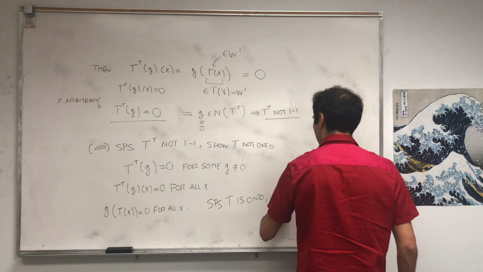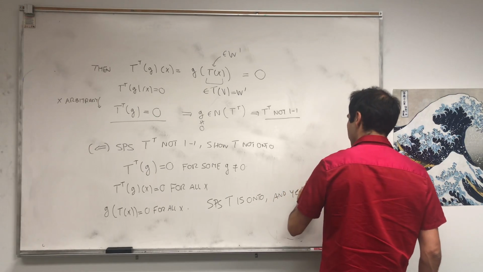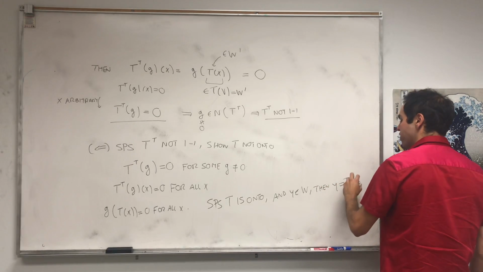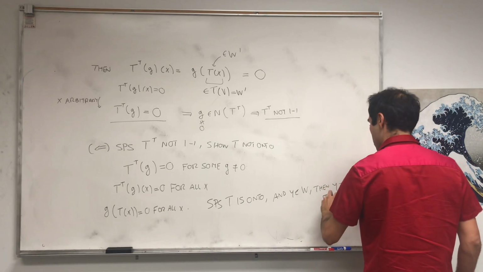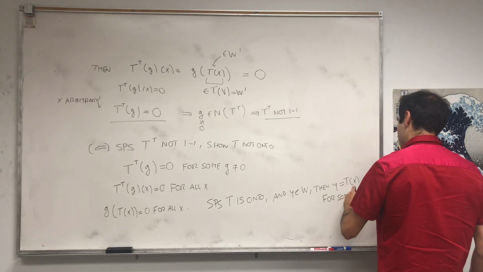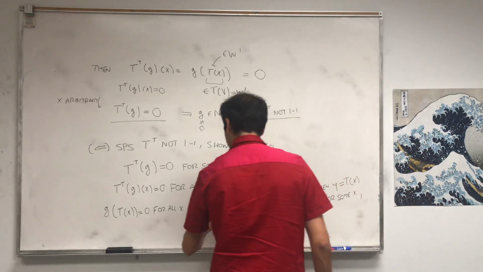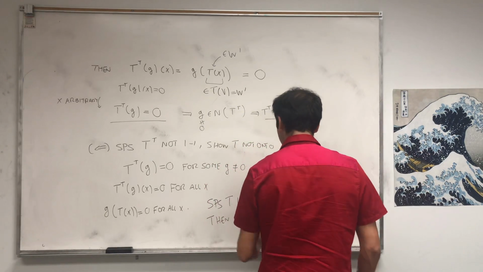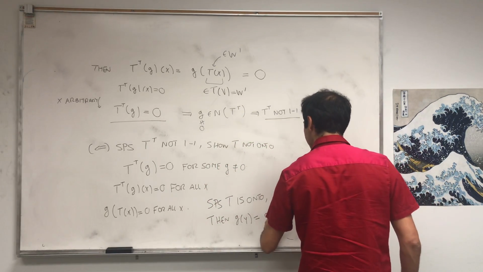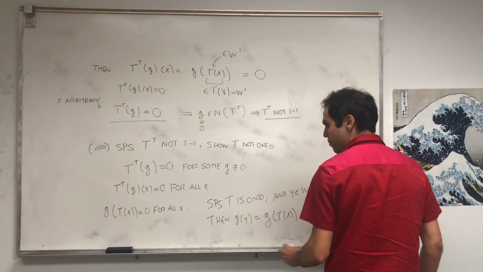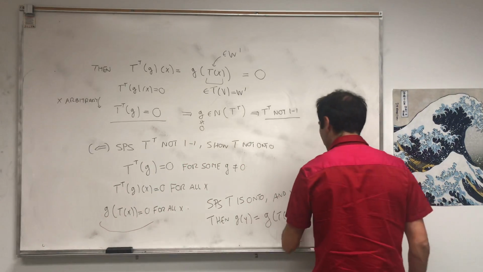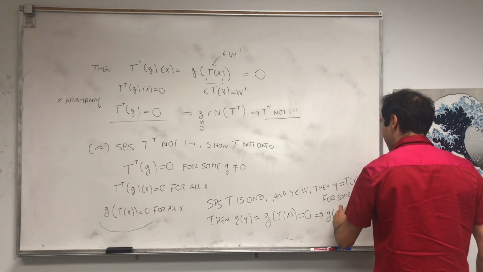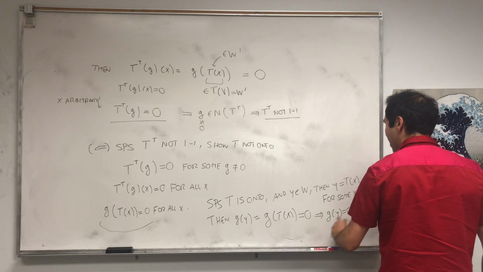And suppose y is in W. Then y equals T of x for some x. But then, let's calculate g of y. g of y, in that case, is g of T of x. But we know g of T of x is always 0. So this implies g of y equals 0 for all y.